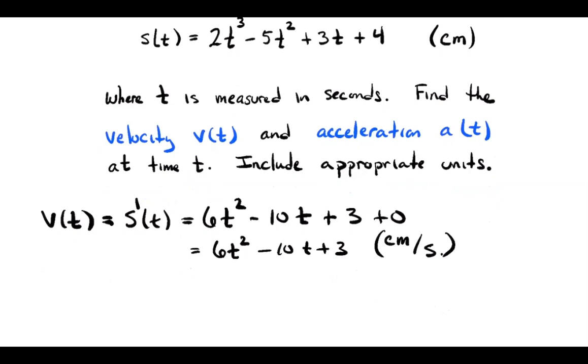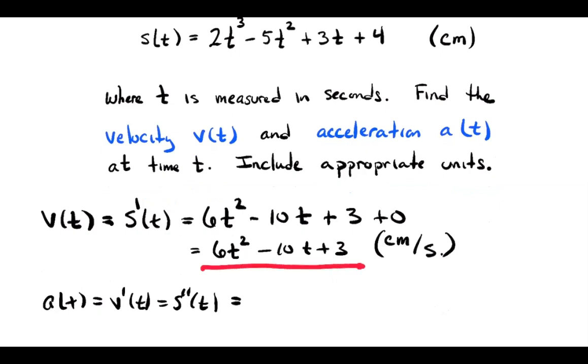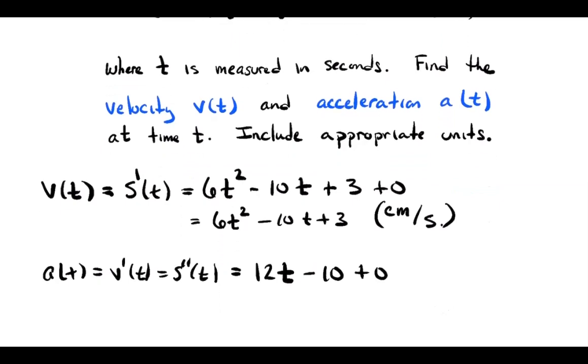Okay, and then the acceleration. Well, acceleration is the derivative of velocity, or if you prefer, the second derivative of position. So I'm looking right here at the velocity function, using those power, sum, difference rules again. So the acceleration, it's 2 times 6 is 12t, minus the derivative of 10t, plus 0. The derivative of 3 is 0. So the acceleration is 12t minus 10.